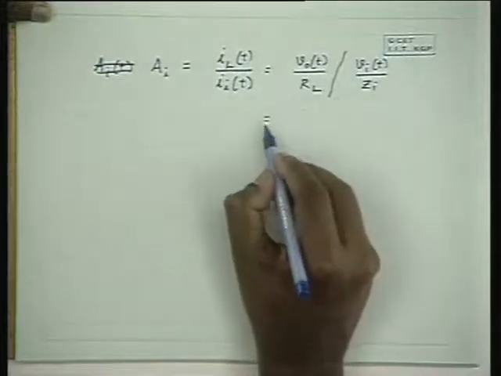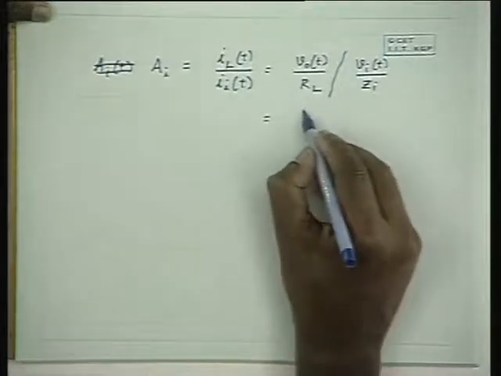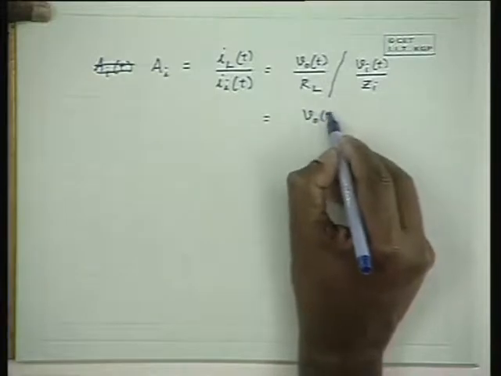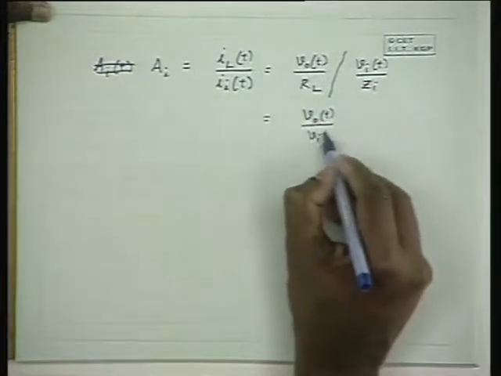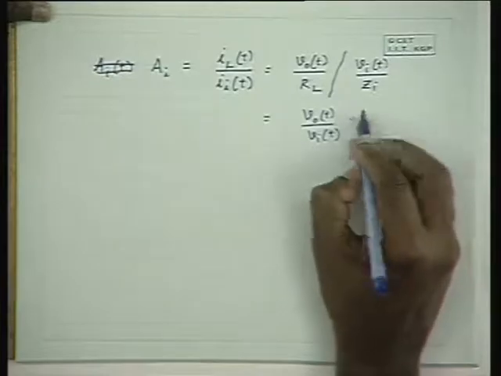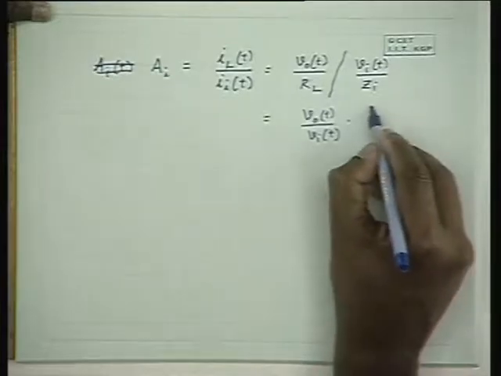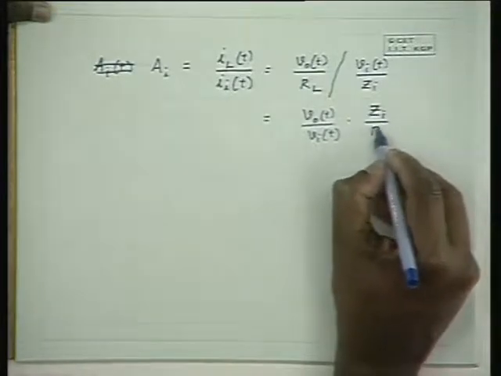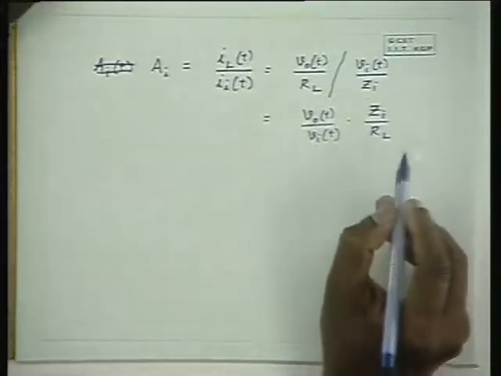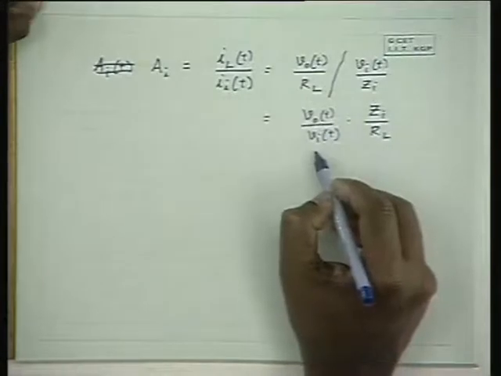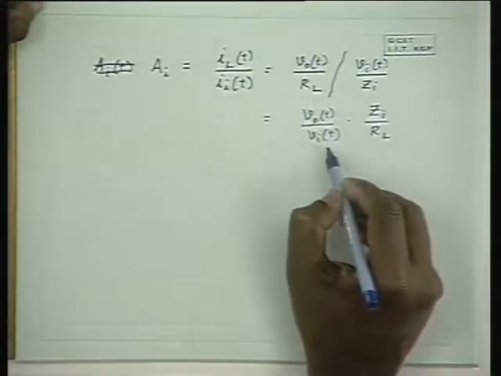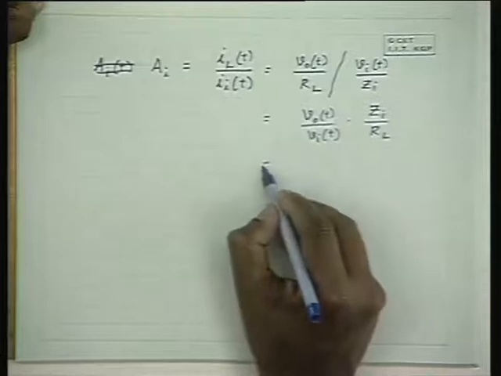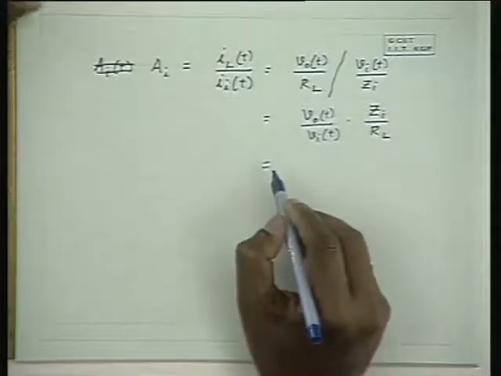Hence, this is equal to Vo/T by Vi/T into Zi by RL, and Vo/T by Vi/T is equal to the gain. Is it gain under no load or gain under load?